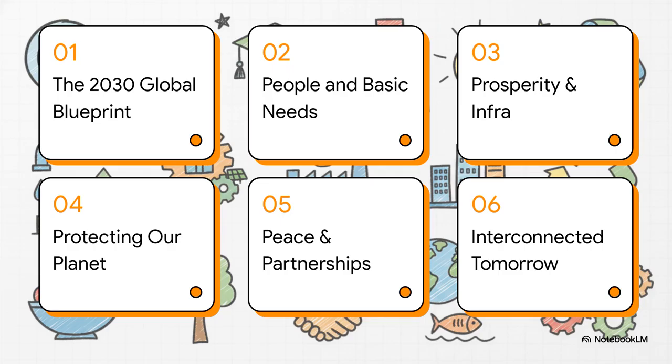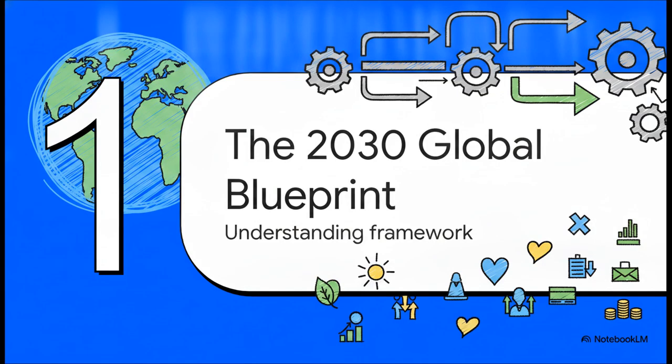All right, to make these 17 goals super easy to digest, here's our roadmap for today. We'll start with the 2030 Global Blueprint, and then we'll group the goals into 4 main pillars: people and basic needs, prosperity and sustainable infrastructure, protecting our planet, and peace and global partnerships. Finally, we'll wrap up by seeing how they all form interconnected goals for tomorrow. Okay, let's jump straight into part 1, the 2030 Global Blueprint and Understanding Framework.